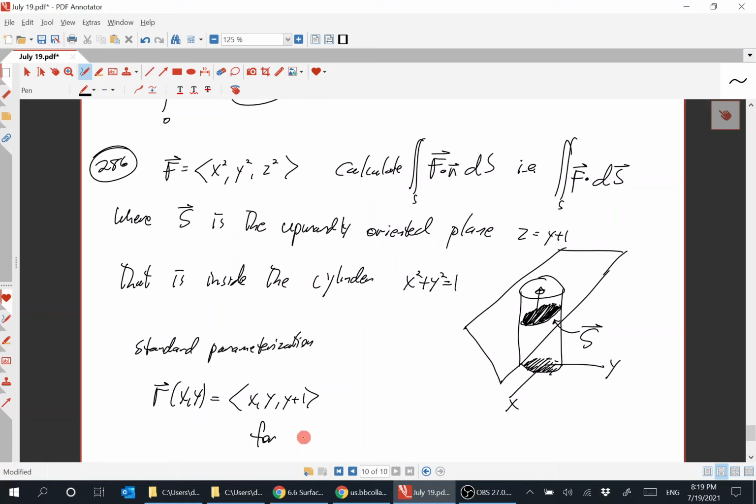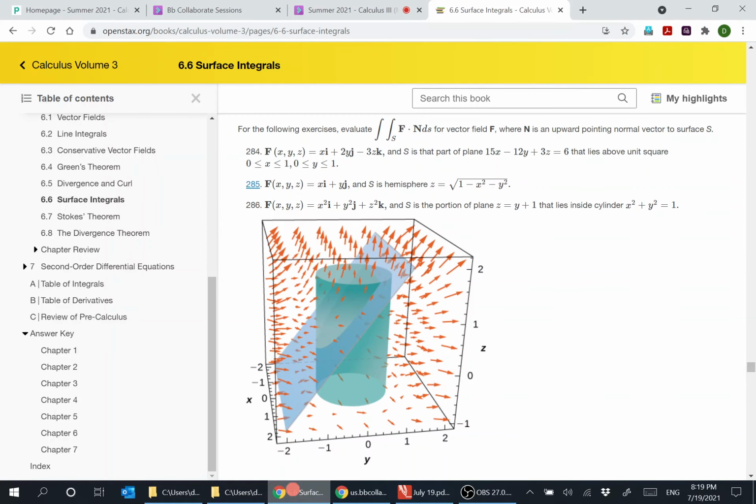Right? So for x, y in the circle of radius 1. So that's R right there. So when you say the part of the plane that lies inside the cylinder, we're measuring the flux across the cylinder. That's a beautiful picture they have in the book here. We're measuring the flux, not across the cylinder, across the plane. But what part of the plane?